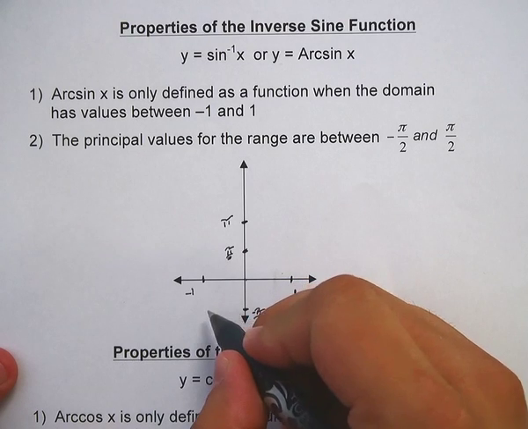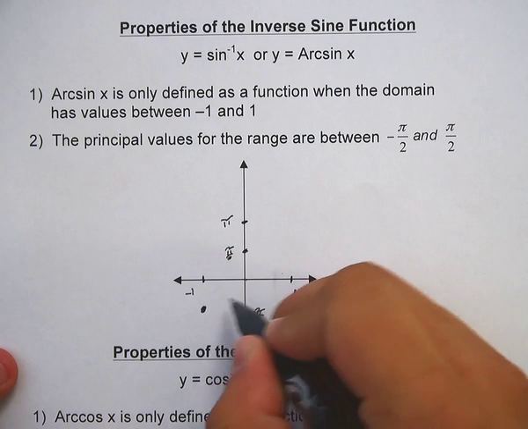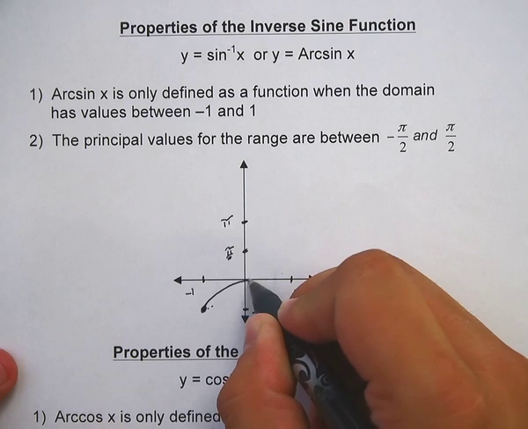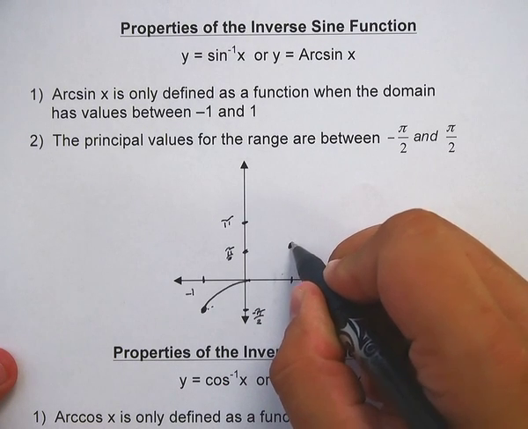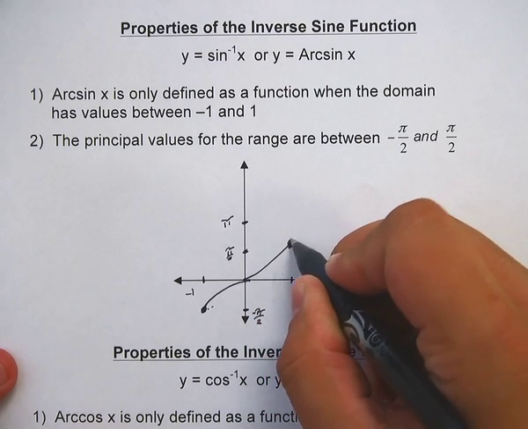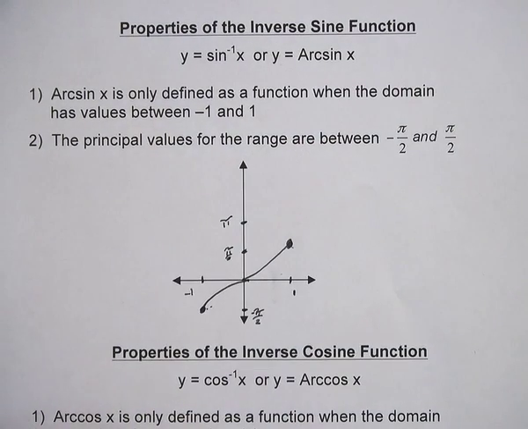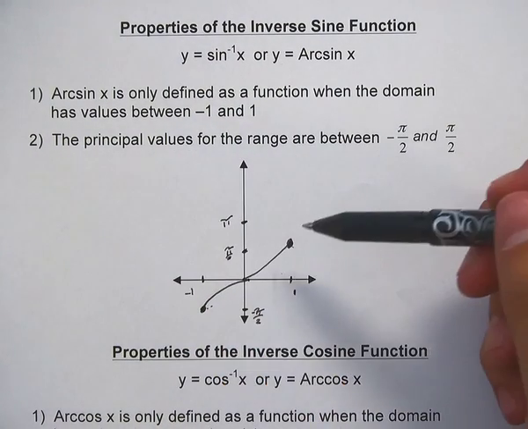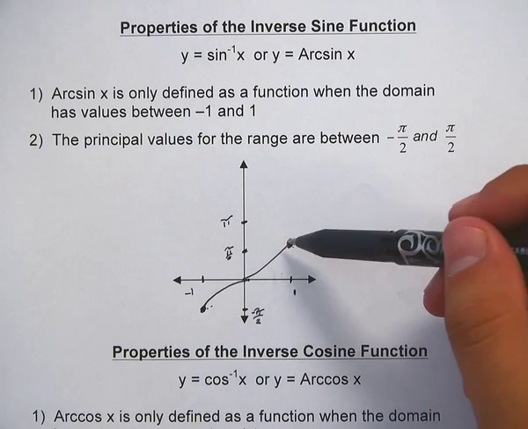Now, if you notice what happens here, it goes down to -pi/2 when your x value is -1. It flips up, comes through the origin, and then goes up to where your values are 1, pi/2. This is the arcsine, or the inverse sine. Those two terms are interchangeable. So the principal values for the range go between -pi/2, right here, and pi/2.